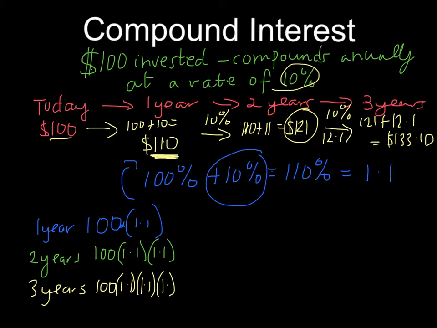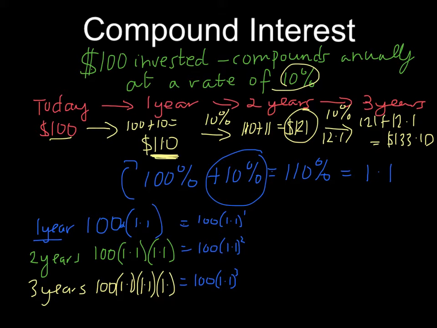You can see I could actually simplify this. 1 year is equal to the $100 times by 1.1 to the power of 1. This one could be 100 times by 1.1 to the power of 2. And this one would be 100 times by 1.1 to the power of 3. So you can see I'm starting to get a little bit of a formula created.